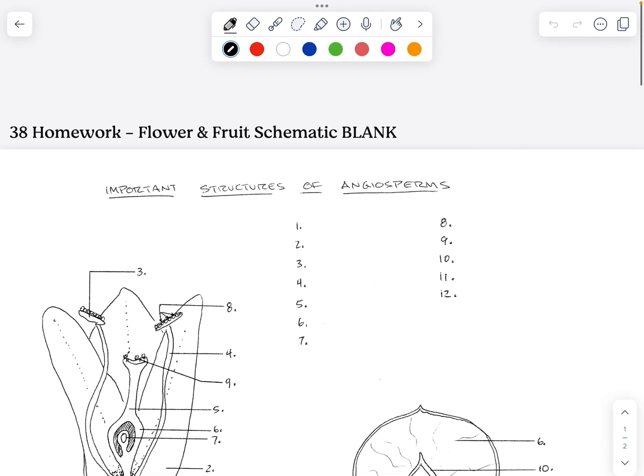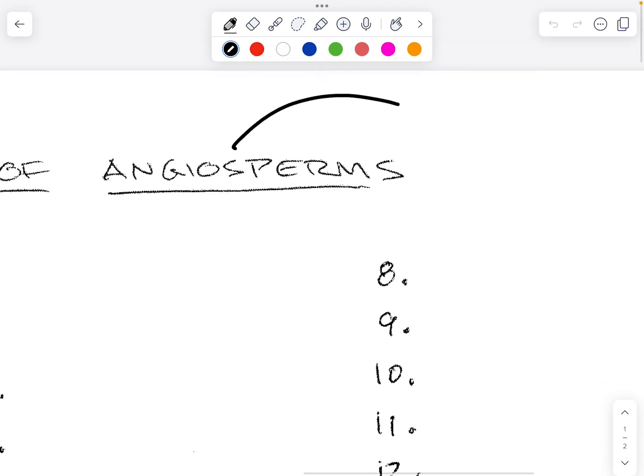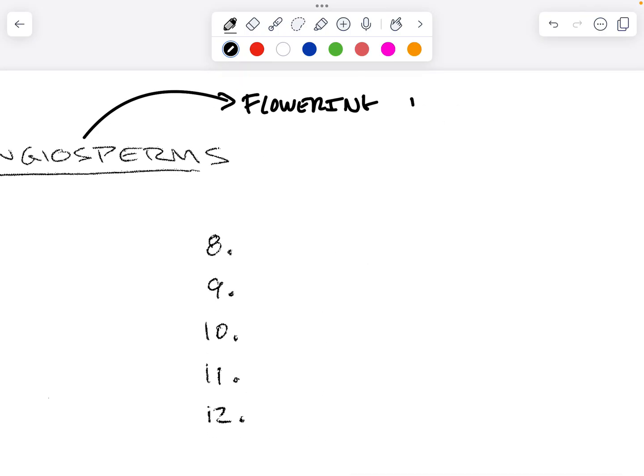Angiosperms are flowering plants. And you might think of flowering plants as like tulips and daffodils and irises, and those are definitely all flowering plants. But flowering plants are a much broader group of plants. They're all broadleaf plants.